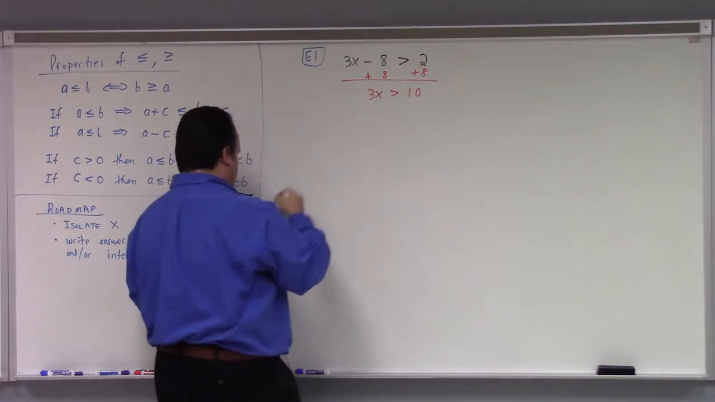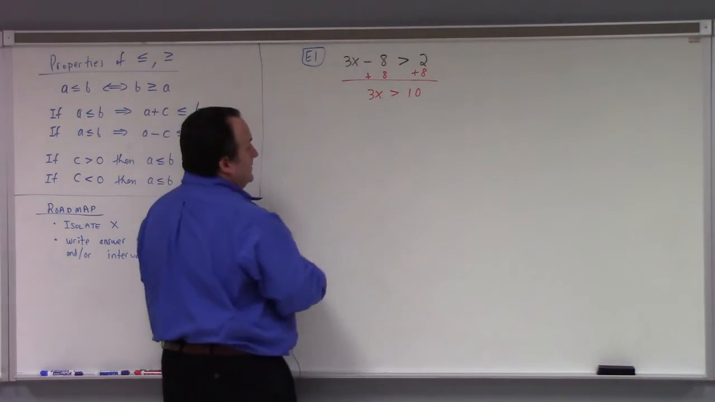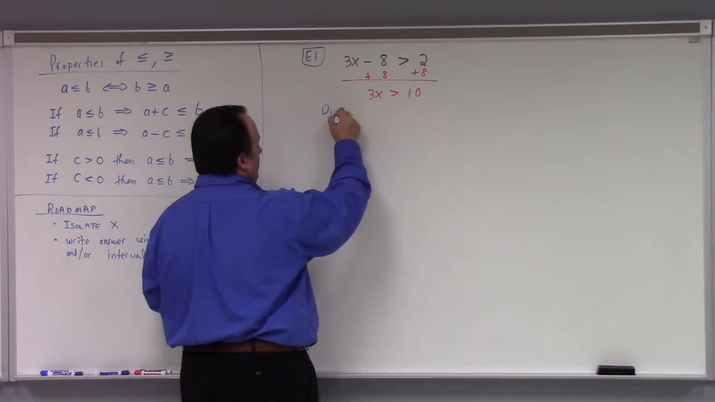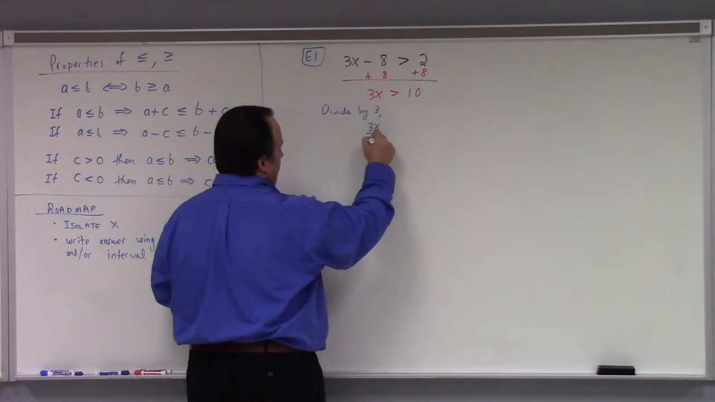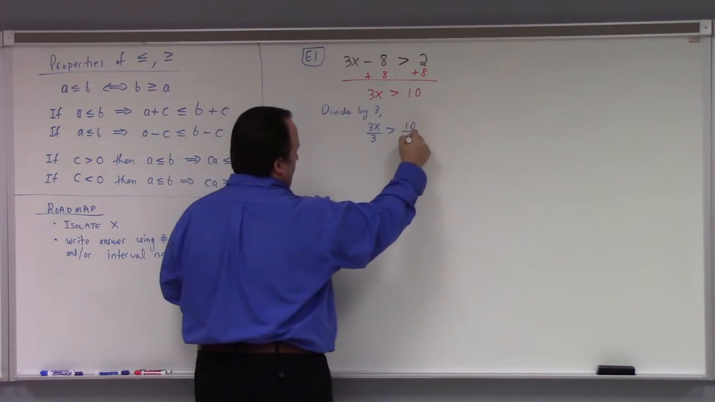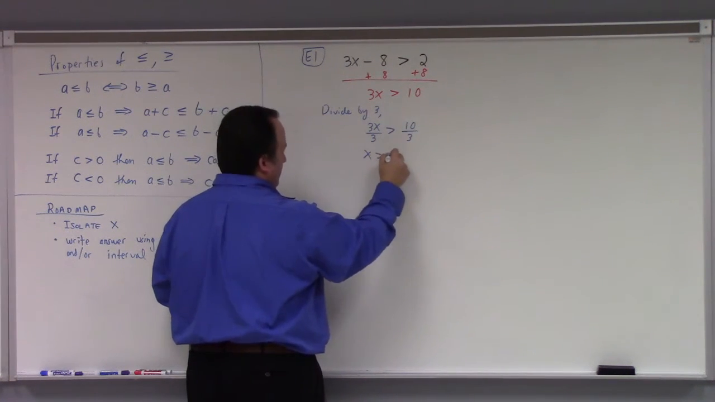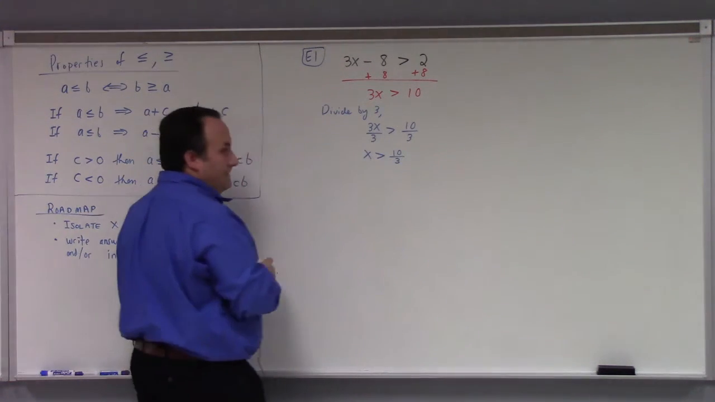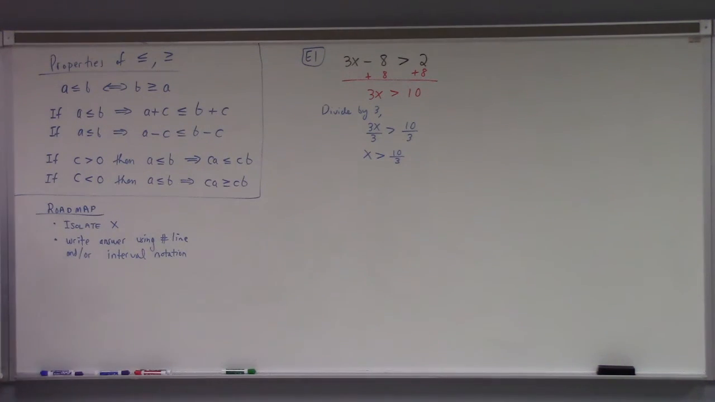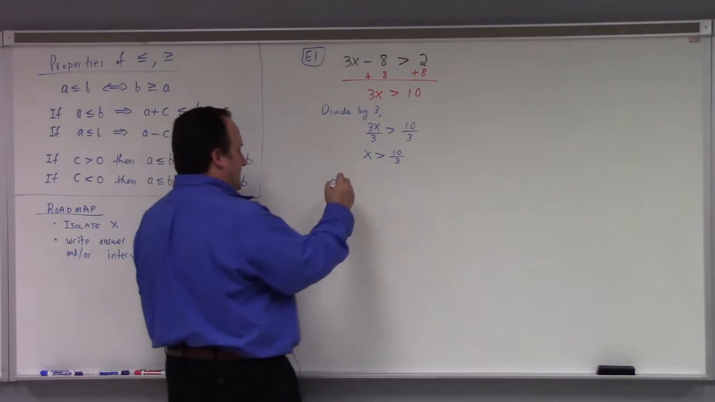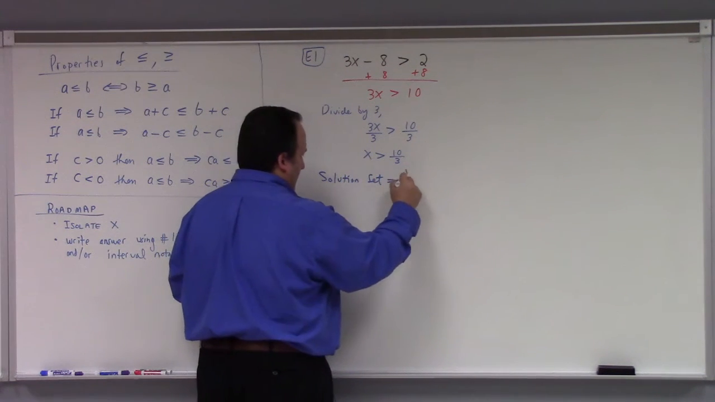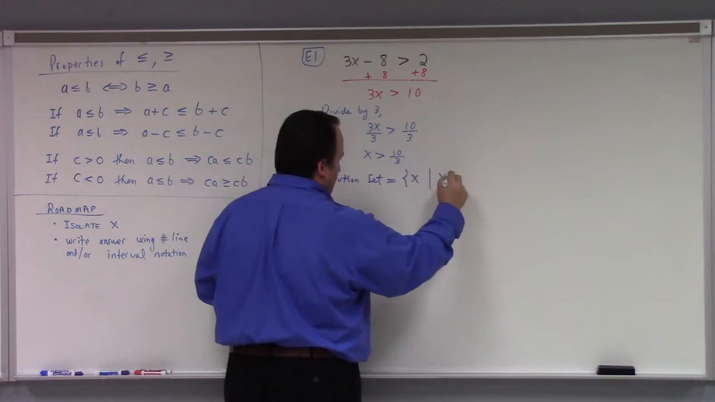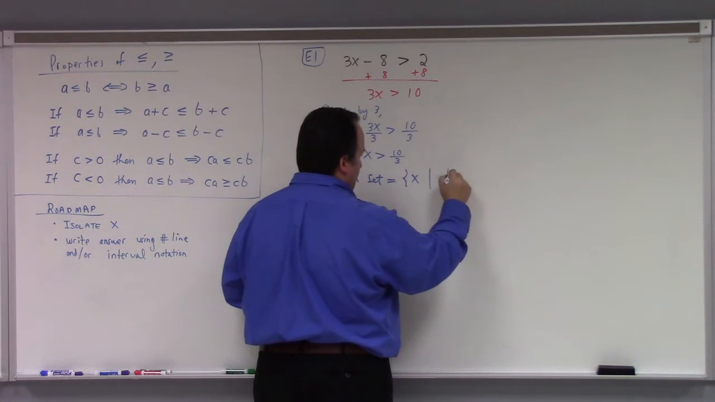Now I heard divide by 3. I like it. Divide by 3. We get 3x over 3 is greater than 10 over 3, right? AKA x is greater than 10/3. So in some sense, that's one way to write the solution, right? We could say solution set. It's x such that x is, well, we could say 10/3 is less than x, right?